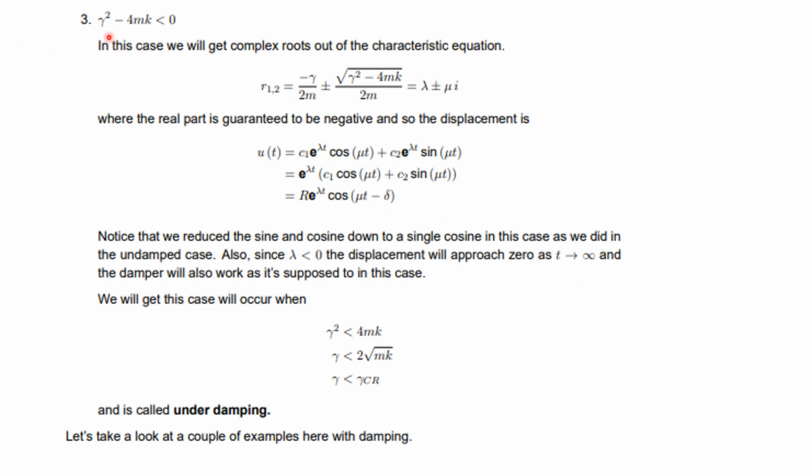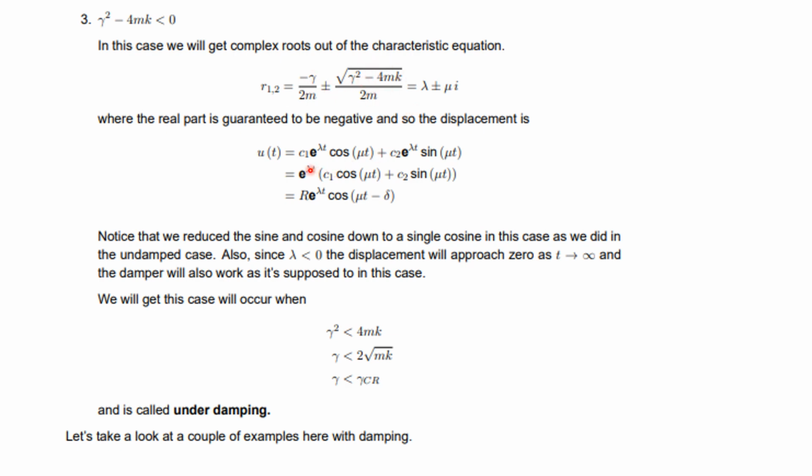The final case is when the discriminant gamma squared minus 4mk is less than 0, and you're going to have complex roots here. We know if we call this lambda plus or minus mu i, and by the way, the real part is guaranteed to be negative because it's minus gamma, that's the real part. And the complex part comes from this.